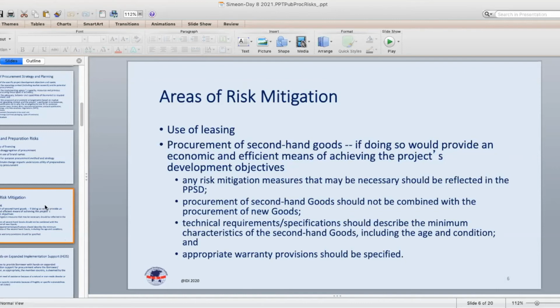So one of the ways of mitigating that risk is to allow, in appropriate cases, second-hand or used goods to be procured. That is becoming more acceptable, given the proper safeguards to make sure that the procuring entity isn't being sold unusable goods or junk. So there are quality and technical requirements and warranty provisions that should be included in the contract that envisages such a strategy.